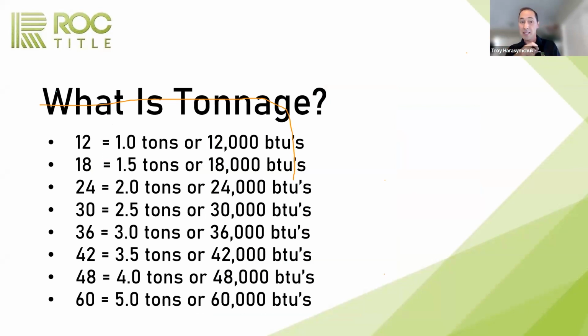And so basically, with the tonnage, when you see these numbers, the 12, 18, 24, always divide by 12, and that's going to give you the tonnage. Not a big deal, but if you walk into a home and it's 2,000 square feet and it has a 1.5 ton system, it's going to be a problem. So you may want to bring that up and have an inspector definitely go out there and look at that.